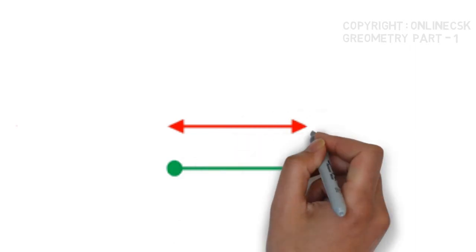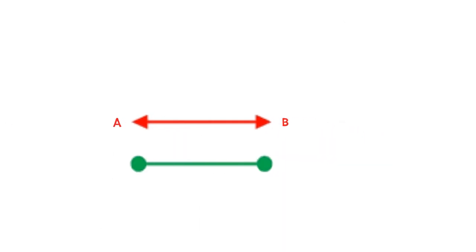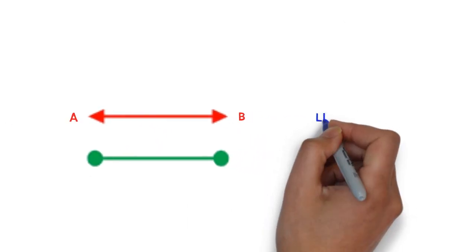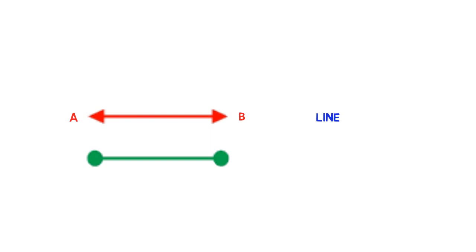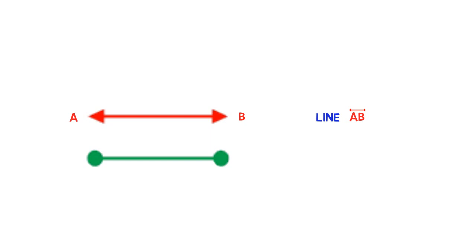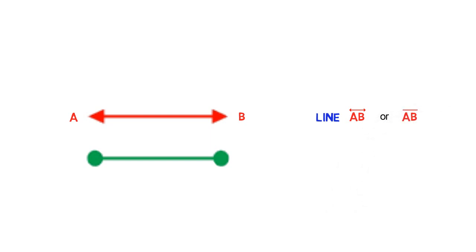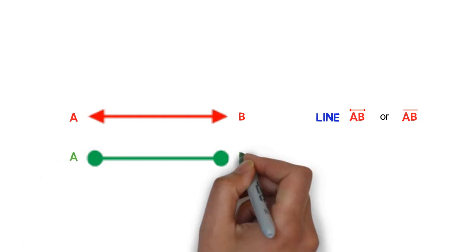Whenever I try to represent it, I need to put a bar or bar with the arrow sign. So AB with arrow sign or AB with a bar. That means it's a line. The other one, which is in green color, this is just a segment of line. In this case, I don't need to put any bar.